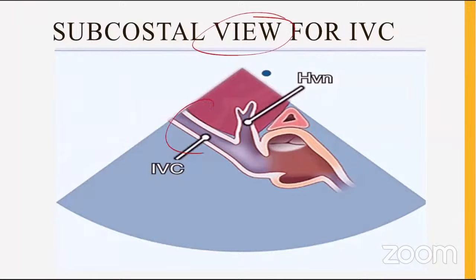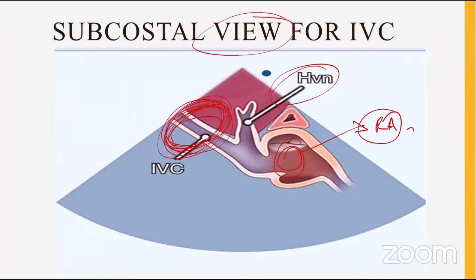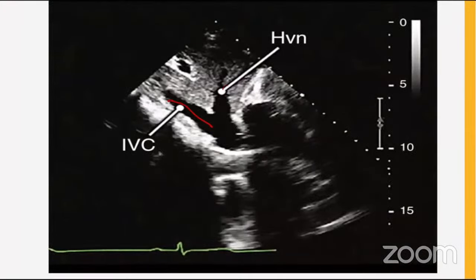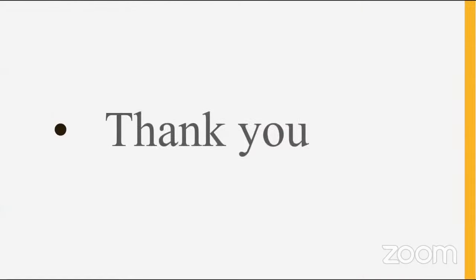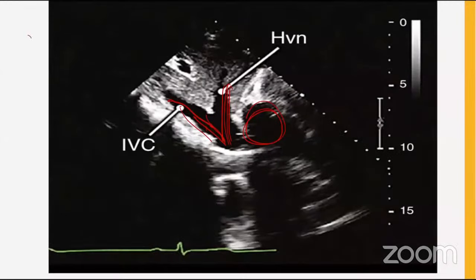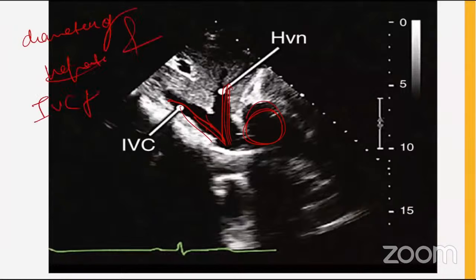So we have this inferior vena cava and hepatic vein. These are opening into this area. So you can see this is the view: IVC, hepatic vein opening. We can measure the diameter of hepatic vein and IVC from here and check the compressibility and respiratory variation.